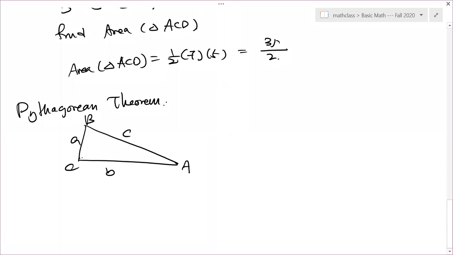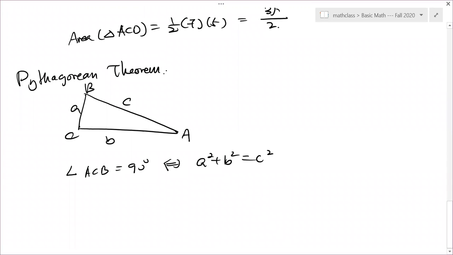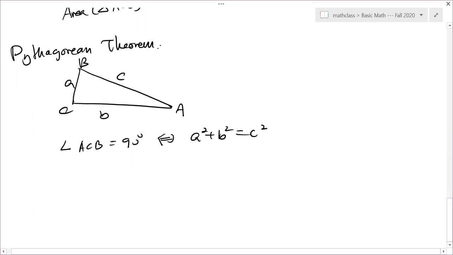So the angle ACB is going to be 90 degrees if and only if A squared plus B squared equals C squared. Okay, so that's called the Pythagorean theory.